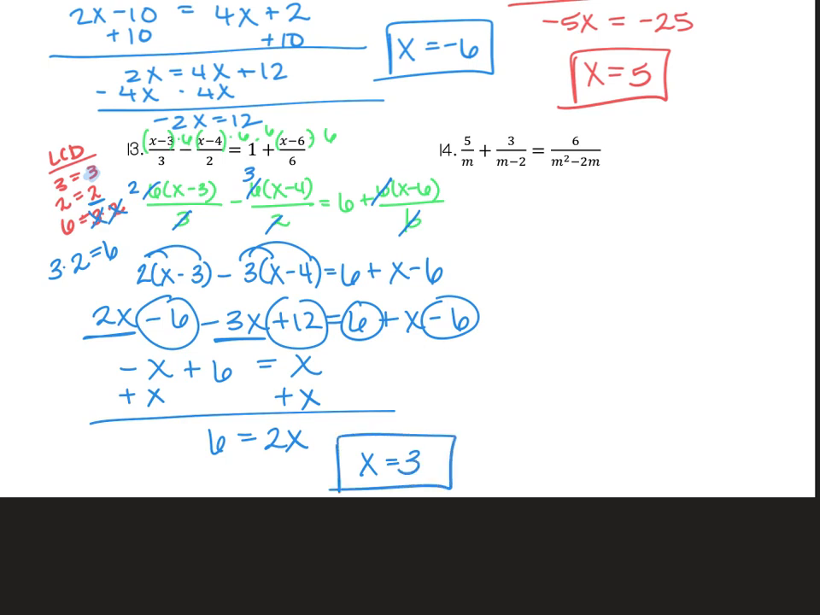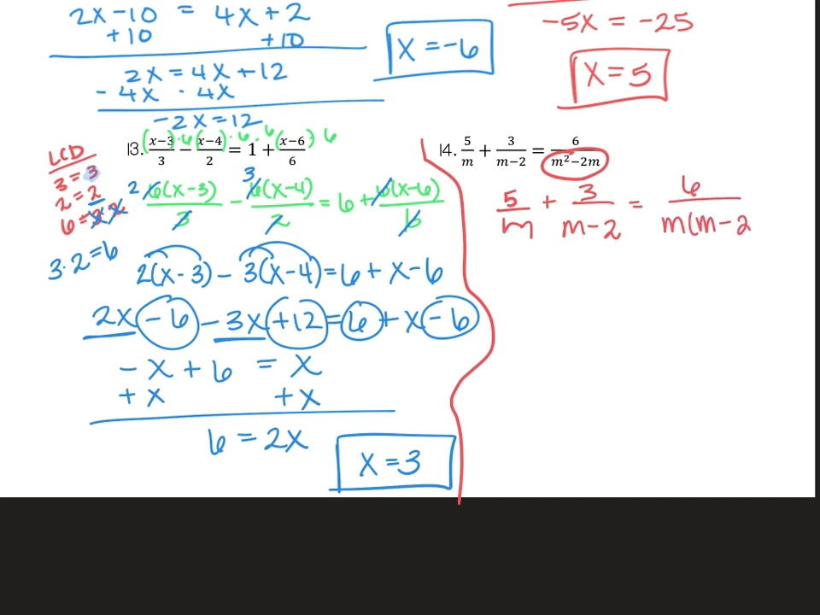For this last example with fractions, right here, I need to factor this denominator before I can do anything else. So I'm just going to rewrite 5 over m plus 3 over m minus 2 equals 6, and then I can factor out an m, which would leave me with m minus 2. So this time when I try to list out the LCD, I have to list the entire first denominator and then include anything that's missing. So I have to list the entire second one, and then both parts are covered here, so we're good. So this is going to be my LCD.